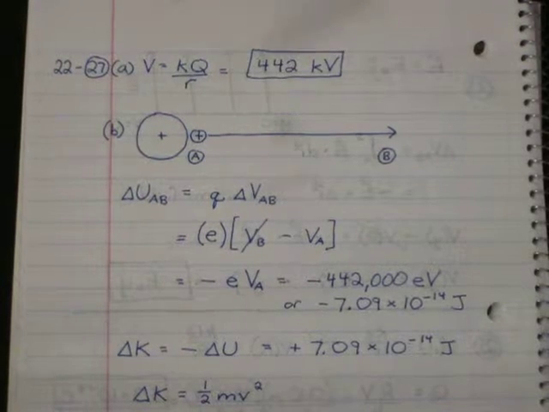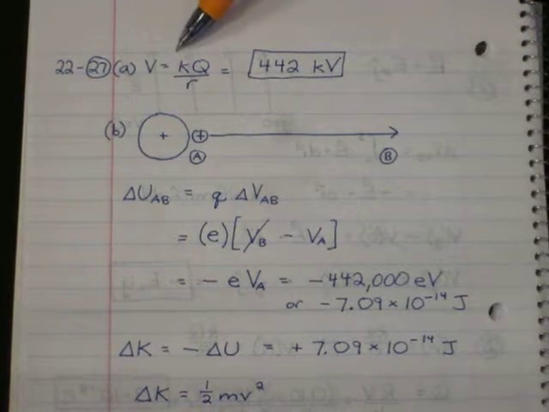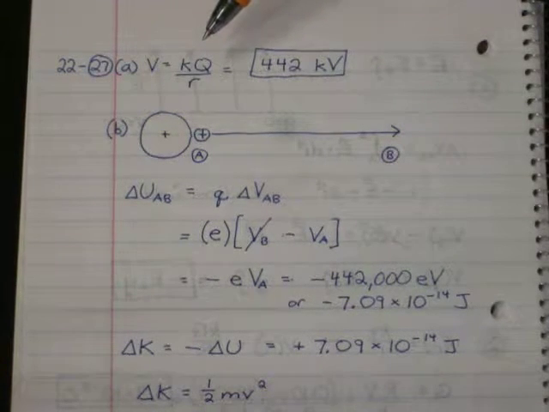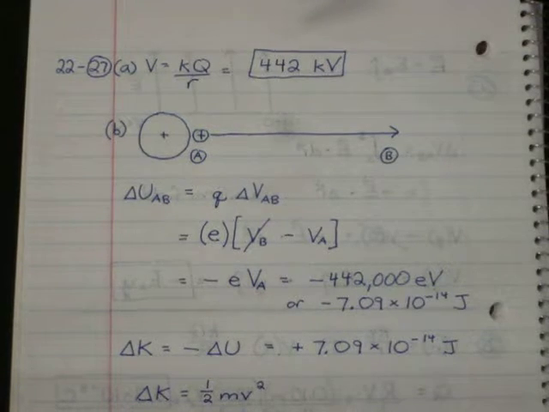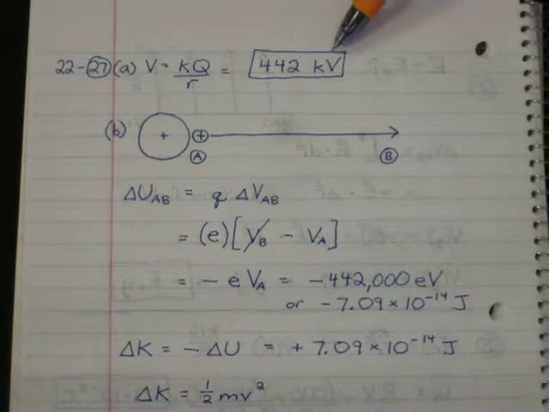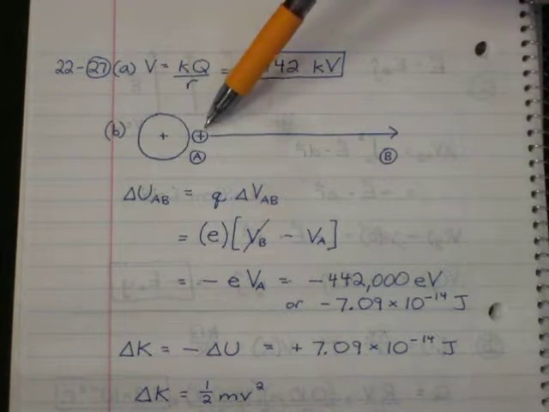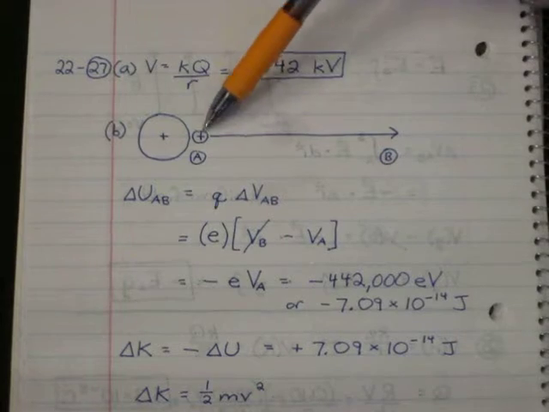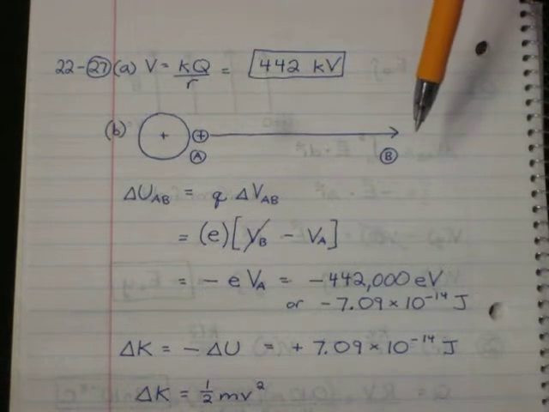So here's the setup. We first of all have voltage equals kq over r. So the potential at the sphere's surface, kq over r, and you should get 442 kilovolts. For part B, here's the sphere, here's the little proton right here. Let's take it at 2 points, point A and point B, which is very, very far away.